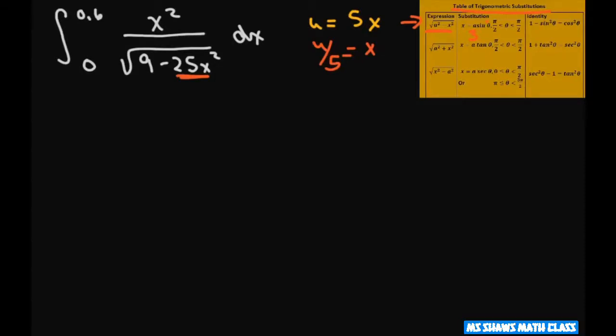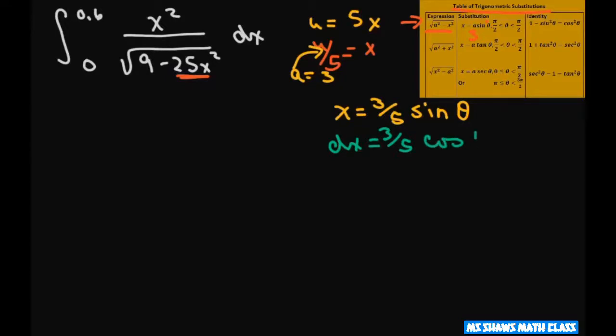So basically what we're going to do for our substitution is let x equal 3/5, because our a is 3. And I'm going to substitute that in for the u. So 3/5 sine of theta. And you'll see why this works. And after you do these a lot, it becomes clearer. So our derivative of x is just going to be 3/5 cosine theta d theta.